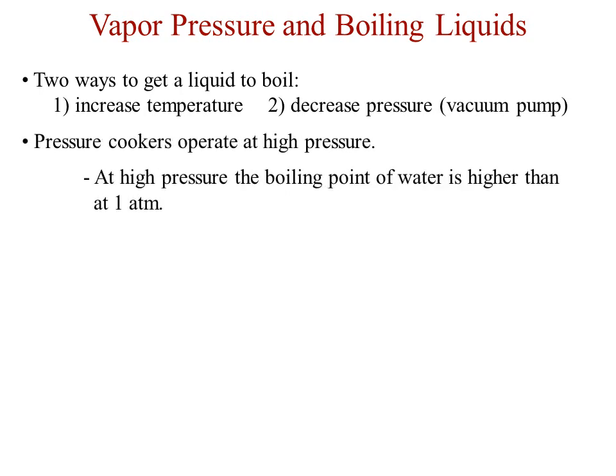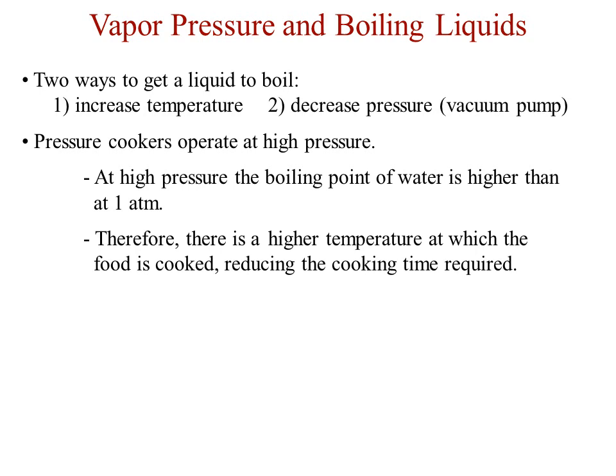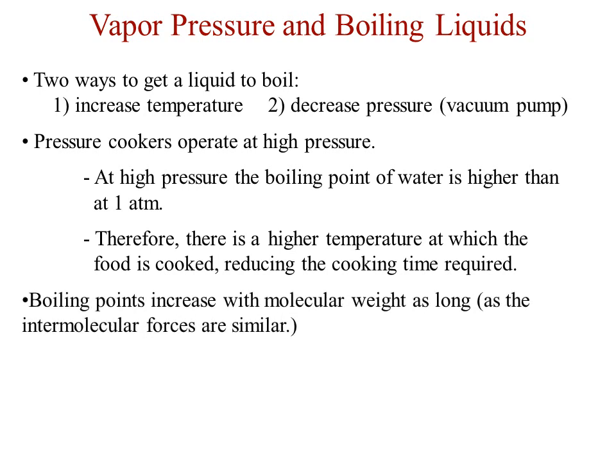Now pressure cookers operate at high pressures, so you have an increased atmospheric pressure around the liquid. That means its boiling point is going to be higher than normal. And if you cook food using a pressure cooker, because the water is hotter, because its boiling temperature is above 100, then you will have a reduced cooking time.